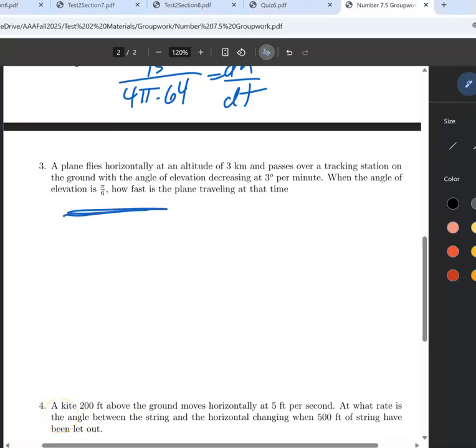I have a plane flying absolutely horizontally at an altitude of 3 kilometers. So here's my 3 kilometers, because here's the ground. Remember, in mathematics, we have all these absolutely perfect things. Okay, so it passes over this tracking station.